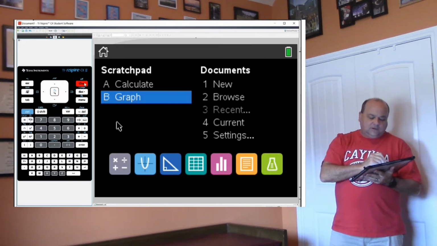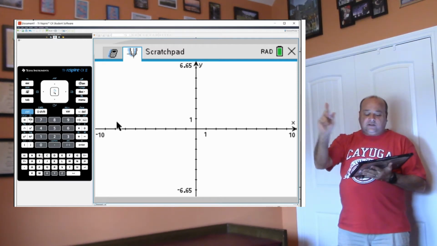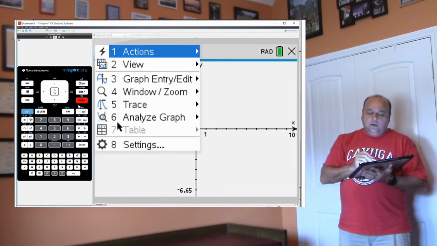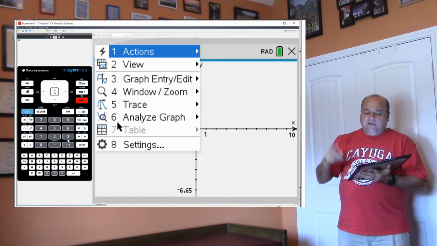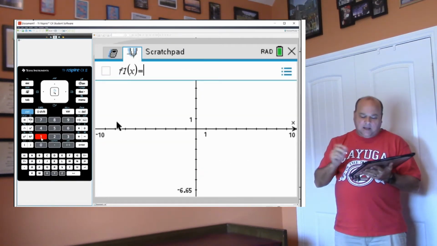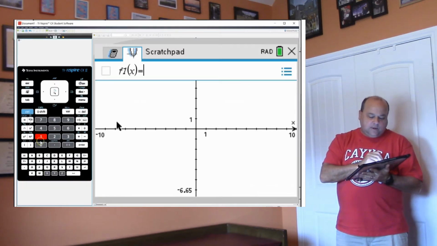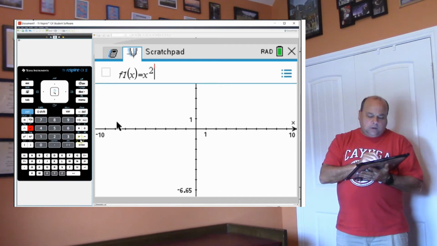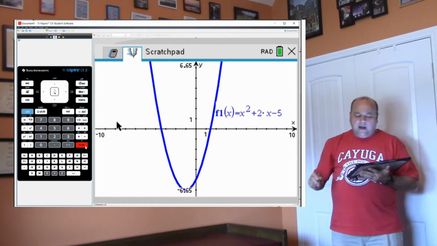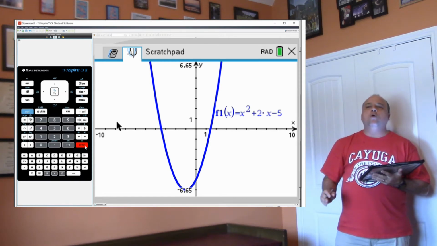But we're going to graph, so hit B. And now then, to get the graph up, make sure you're doing this the first time. Hit menu, graph is 3, and then function is 1. Once you do that one time, there's a shortcut. And we're going to graph x squared plus 2x minus 5. So x squared plus 2x minus 5. Hit enter, and wow. You got a curve called a parabola.